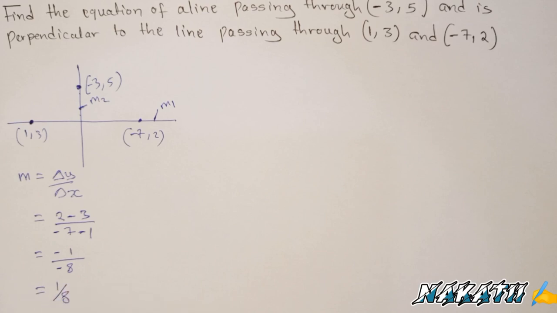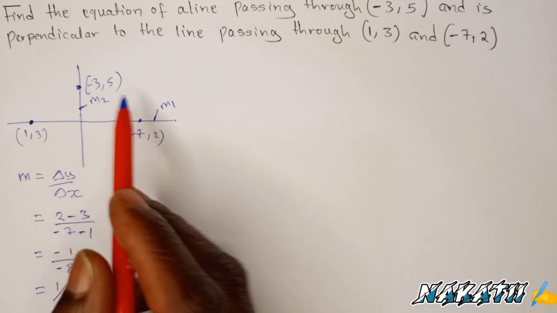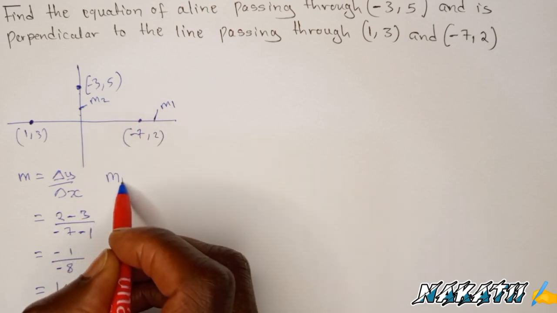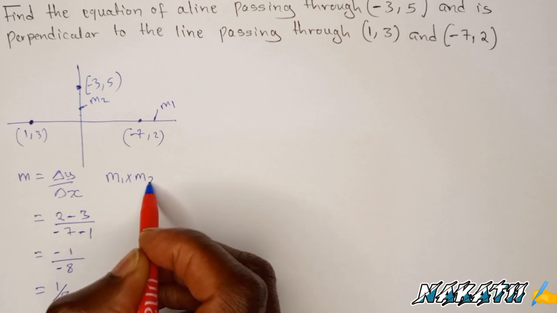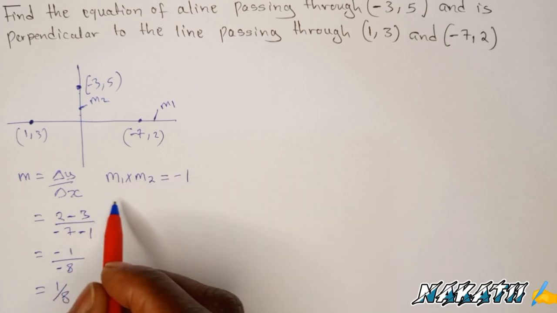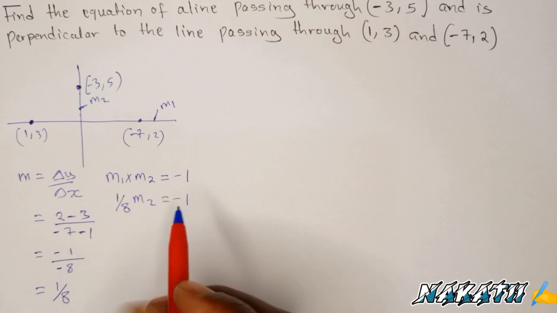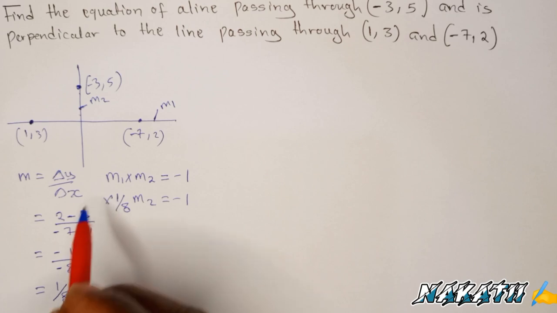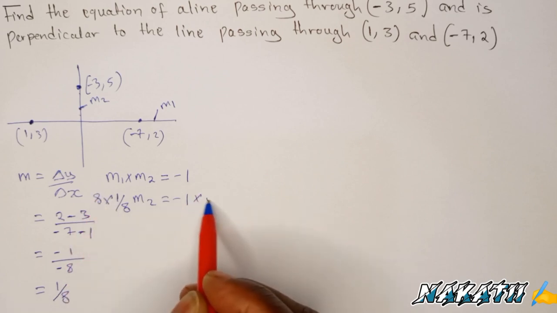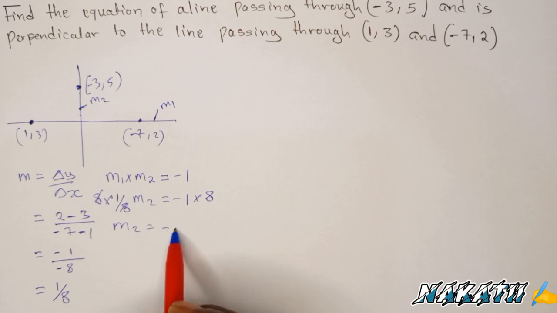That is M1. Then to get the gradient M2, we know that if you take M1 multiplied by M2, we are supposed to get -1. So our M1 is 1 over 8, multiplied by M2 should give me -1. So to get M2, I multiply both sides by 8, and our M2 will be -8. So we have our gradient.